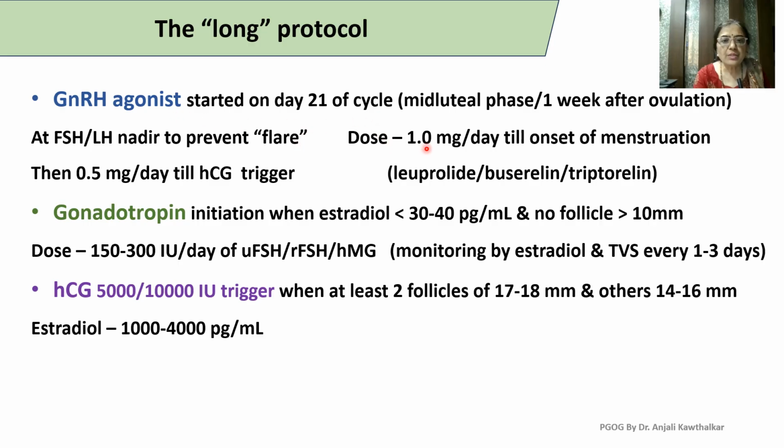Dose of GnRH agonist is 1 milligram per day, and this dose is continued every day. GnRH agonist injection is given till onset of menstruation. Once the menstruation starts, the dose is reduced to 0.5 milligram per day, and it is continued till HCG trigger. GnRH agonist which is commonly used is leuprolide. Other GnRH agonists which are also tried are buserelin and triptorelin.